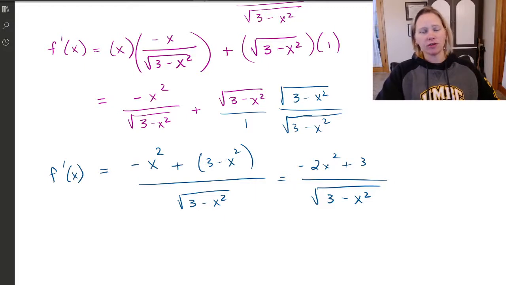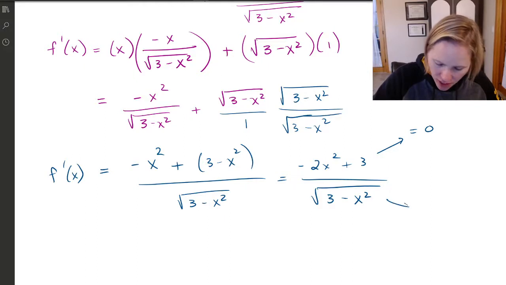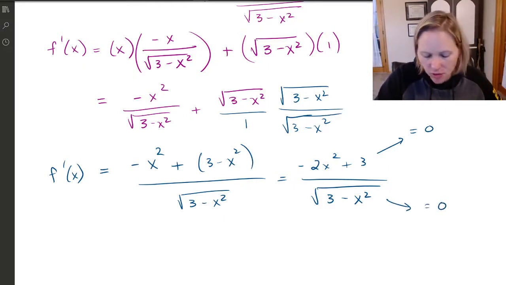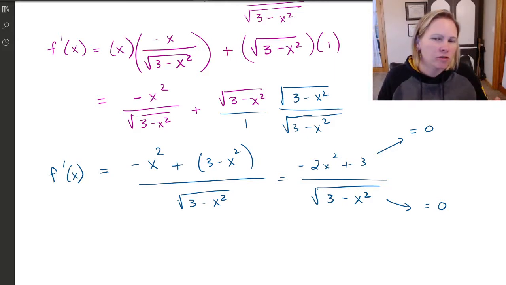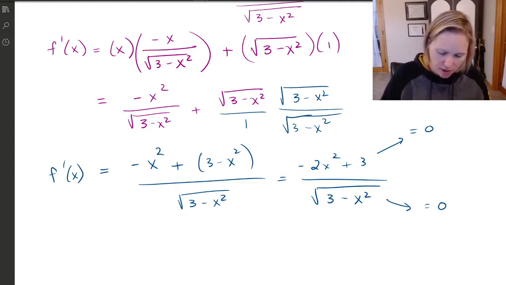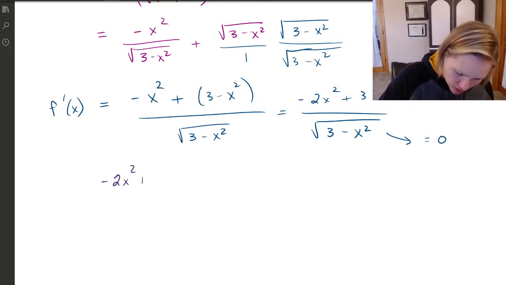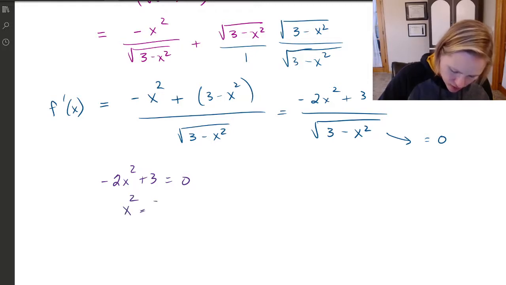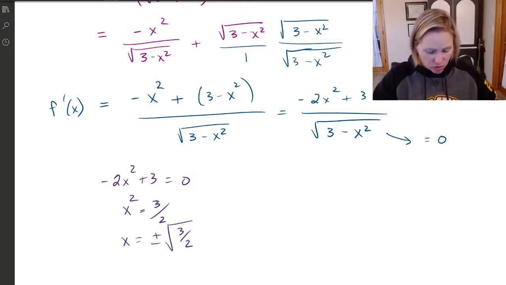Now I haven't even found my critical values yet. So I have to take the numerator and set it equal to 0, and then take the denominator and set it equal to 0. That's where it's going to give me my 0 values and my undefined values. Because remember, critical points happen where the derivative is 0, where the derivative is undefined, or at endpoints, which we don't have here. So without further ado, negative 2x squared plus 3 equals 0. Subtract 3 from both sides. x squared is going to be 3 halves, so x equals plus or minus the square root of 3 halves. I'm just going to leave it. So there are 2 critical points.